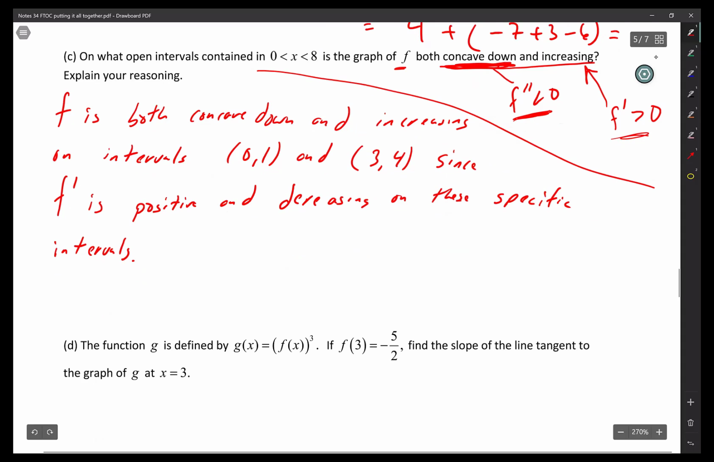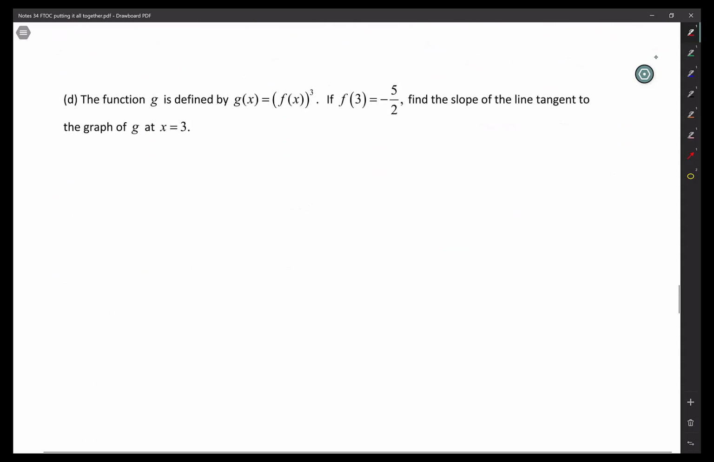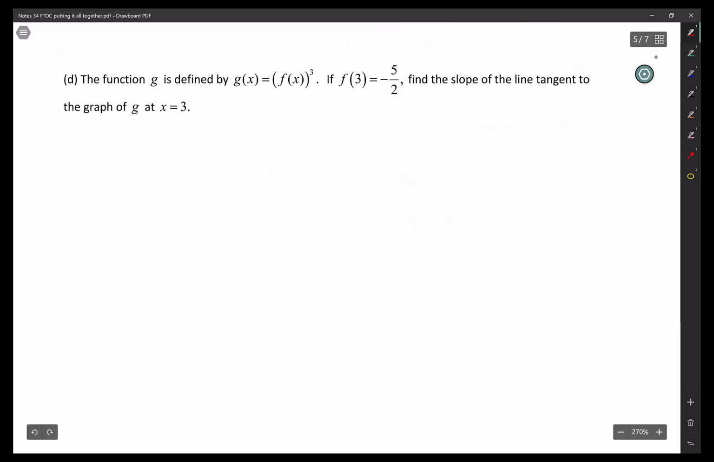All right, one more, guys. And then we'll see if you guys feel like you have enough energy. The function g is defined. g of x equals f of x to the third power. If f of 3 equals negative 5 halves, find the slope of the line tangent to the graph of g at x equals 3. Okay, what are they asking me to do here?